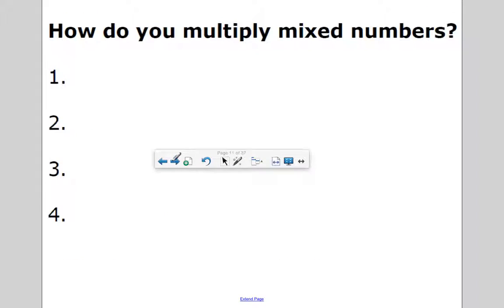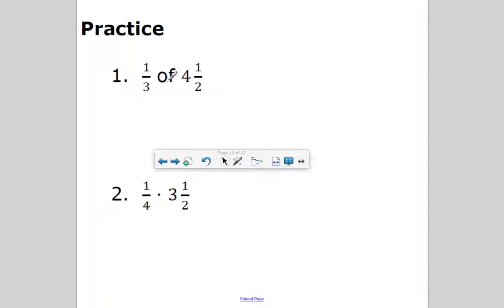All right, how do you multiply a mixed number? First of all, you need to turn a mixed number into an improper fraction. Then you multiply the numerators, multiply the denominators, then you can simplify it, if possible. So let's practice. 1/3 of, I'm finding part of 4.5. So 1/3. What can you tell me about 1/3? It is less than 1. So our answer will be less than the original number of 4 1/2.